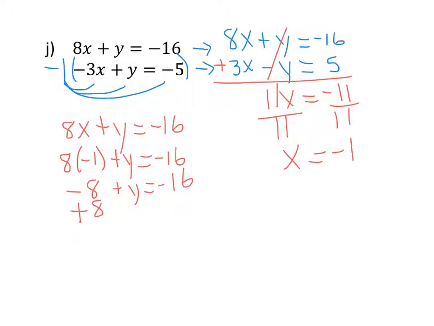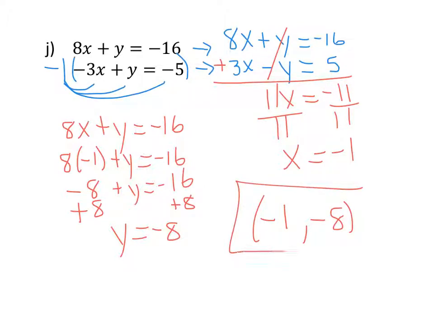Add 8. Y equals -8. We get a solution of -1, -8. Let's do one more like it. Let's look at letter L. Letter K is also like this, but let's do L together.